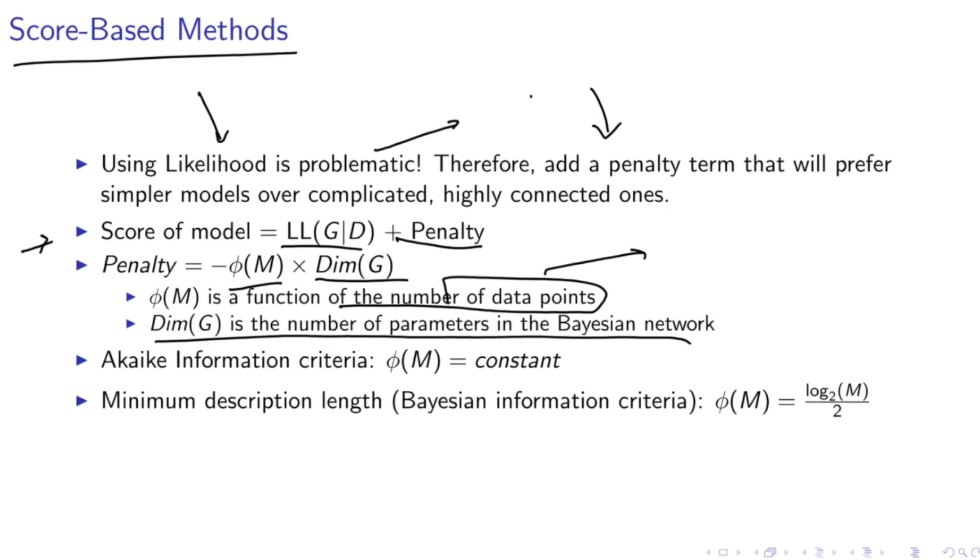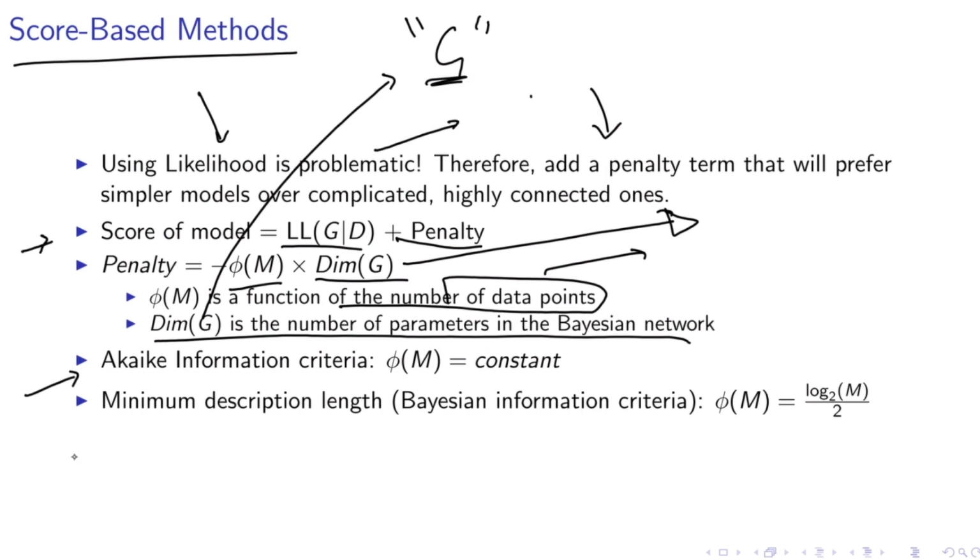The second subterm in the penalty is the dimension of G, which is the number of parameters in the Bayesian network, such that the Bayesian network follows the graph structure given by G. Remember, we are in the context of Bayesian networks, so we are always going to assume that G is nothing but a directed acyclic graph. So there are two types of penalties that are often used in practice.